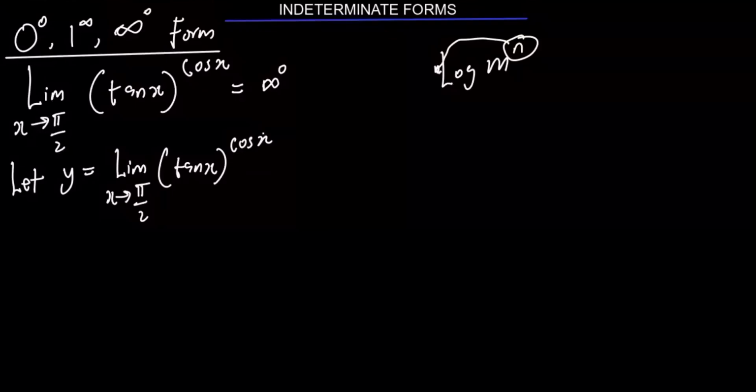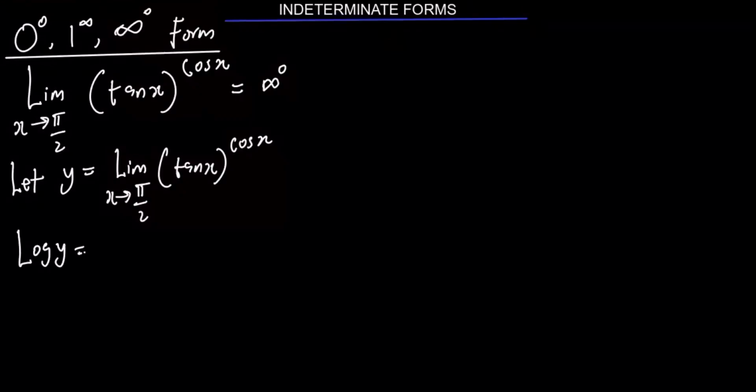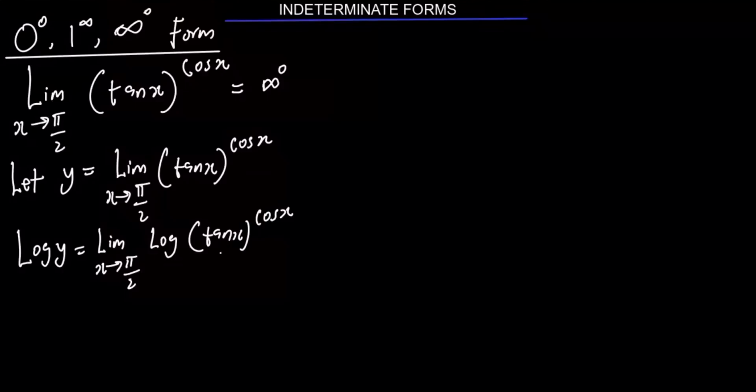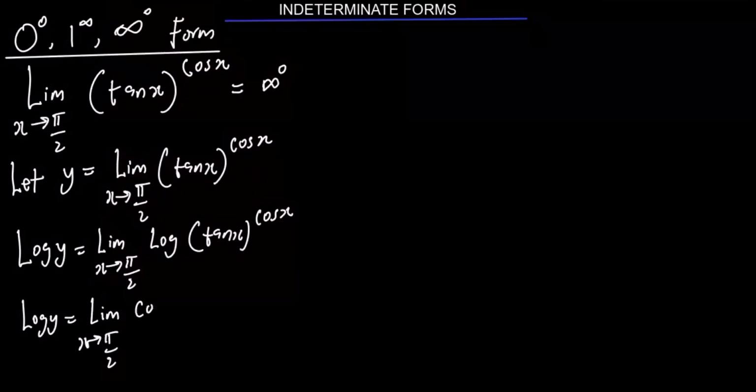Because I'm having a power here, I will now add log to both sides, which means I'll be having log y equals to, you see the logarithm can penetrate these limits. So I can leave my limit outside here like this, and put my log. No problem about that. It's possible. Log of tan x to the power of cos x. Then after that, what will you do? Bring this power down. So you're having log y equal to the limit as x tends to pi over 2 of cos x logarithm of tan x.